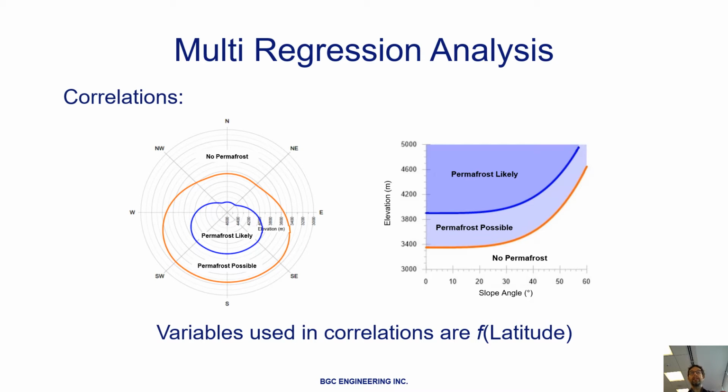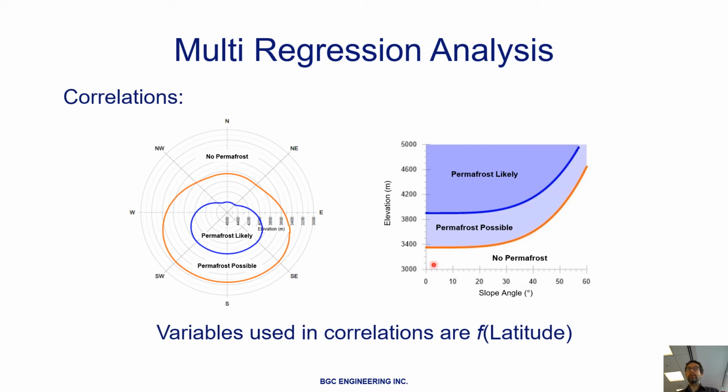So what do these correlations look like? Here's just an example in a graphical setting. When you look on the left here, you do see aspect. So for example, on north-facing slopes, at a certain elevation, we have no permafrost. Then as you go to higher elevation, we think permafrost is possible. And then at the highest level, permafrost is likely. And obviously, these elevations change when you go to south-facing slopes. Please consider that we are in the southern hemisphere.